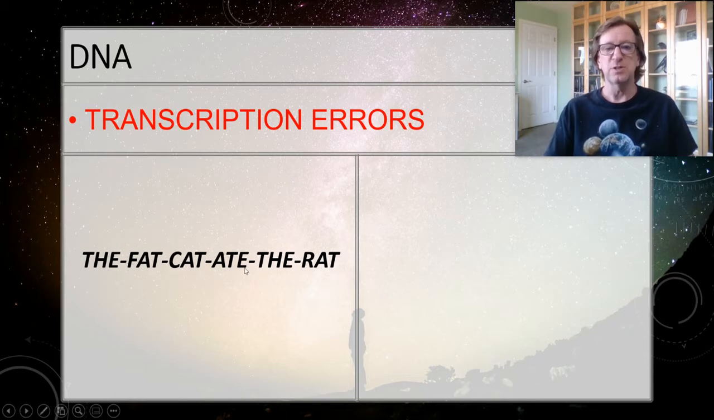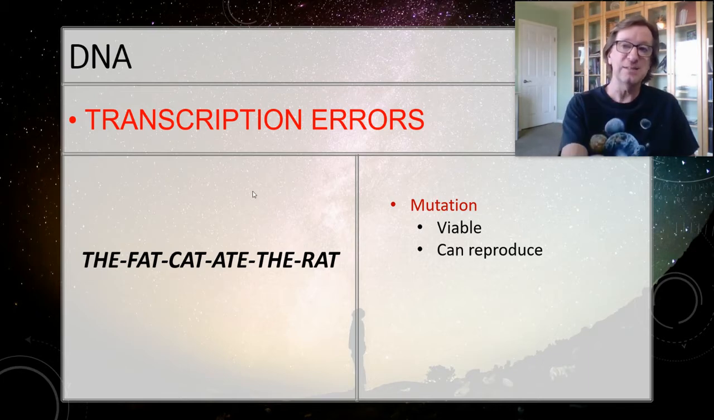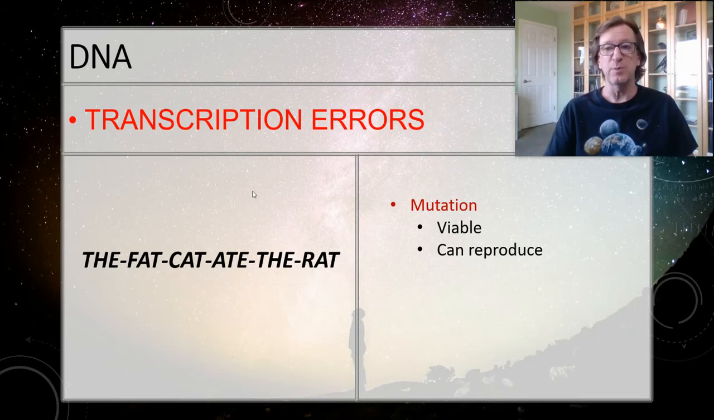All right, going back to our original, the fat cat ate the rat. However, sometimes you get a mutation that is viable. And so a mutation is any change in the genetic structure here. But if it's viable, then that means that trait can be passed down to its offspring. The offspring will actually survive. So what if we replace the R with a B?